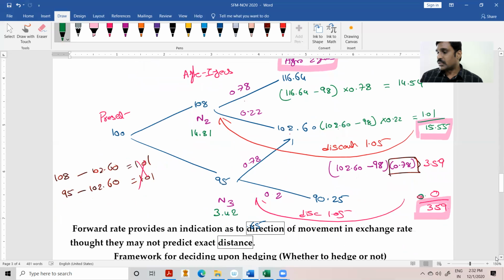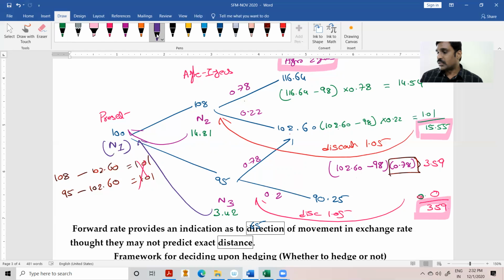Okay, right. Now I have to discount it again. I have to discount it. So if I stand at N1, this is my N1. If I stand at N1 and look forward, I am seeing two future values, 14.81 and 3.42.